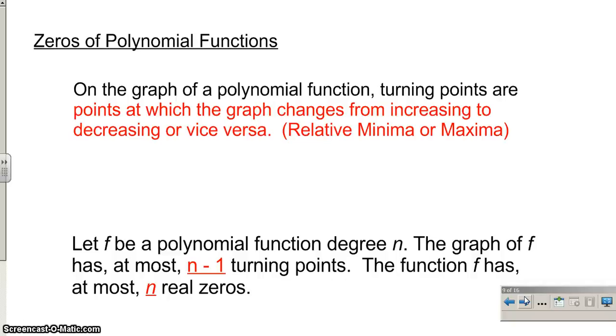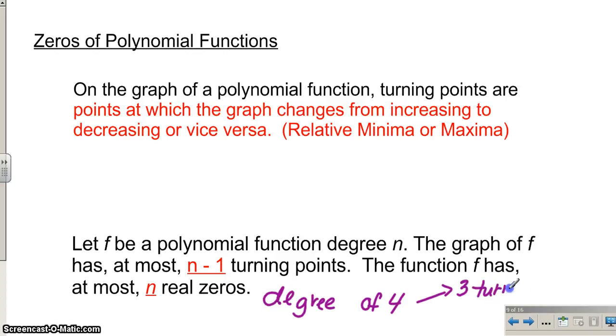Let f be a polynomial function of degree n. The graph of f has at most n minus 1 turning points. So the function f has at most n real zeros. So for example, if you have a degree of 4, it will have at most 3 turning points and at most 4 zeros.